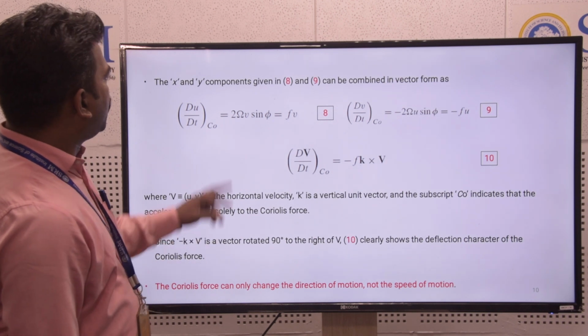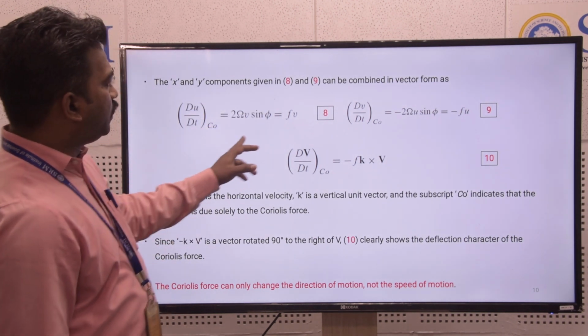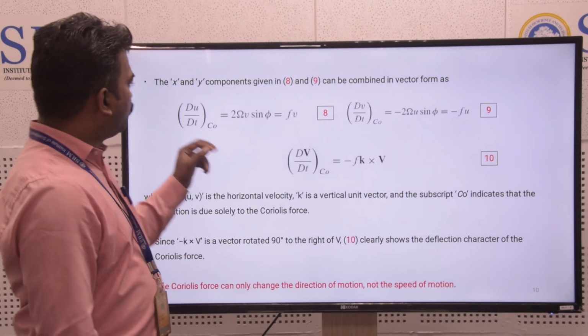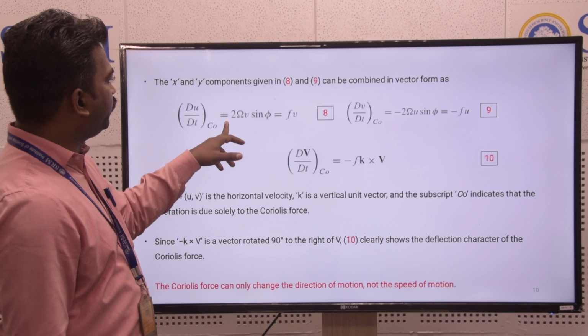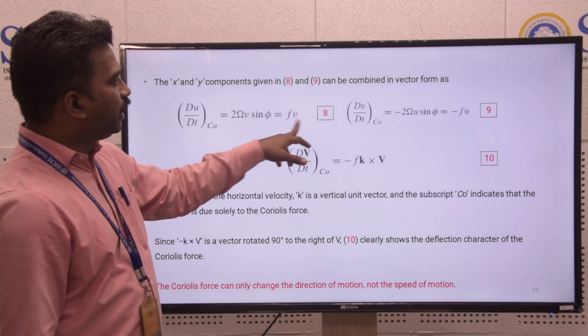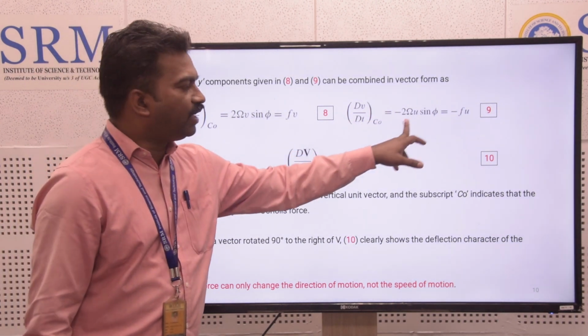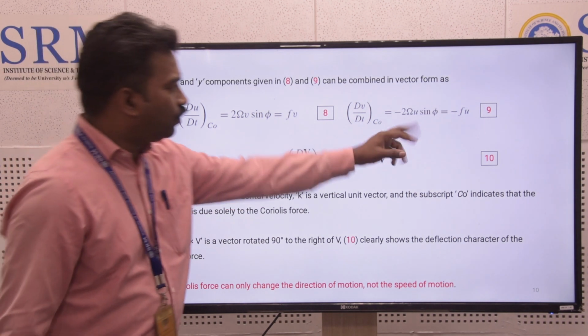Now the x and y components in equations 8 and 9 are rewritten here. So du by dt Coriolis component is equal to 2 omega v sin phi, which is equal to f v, and dv by dt is given as minus 2 omega u sin phi, which is equal to minus f u.